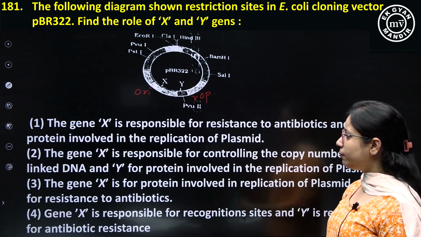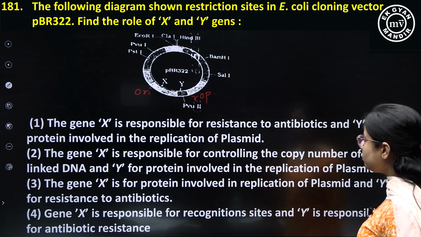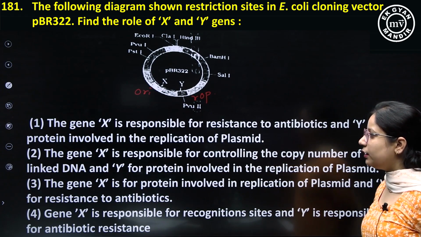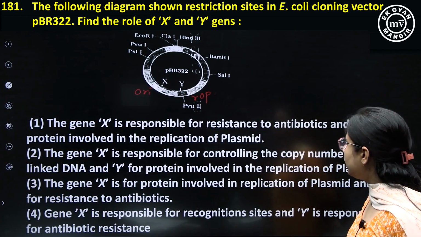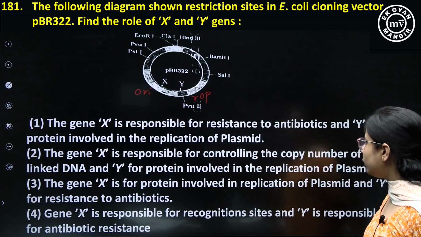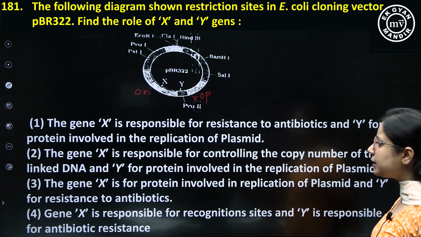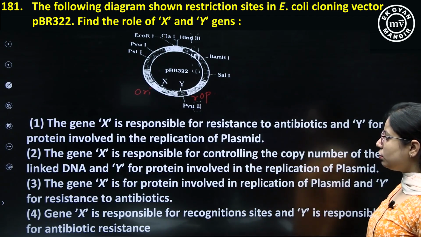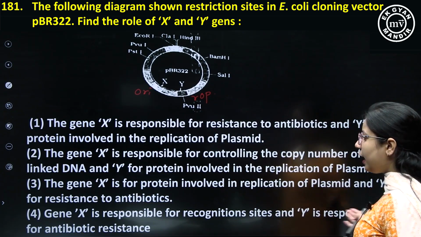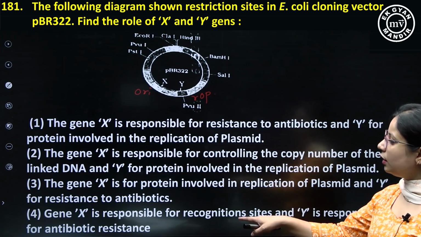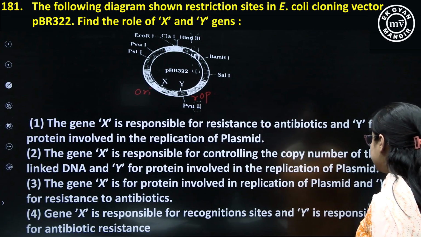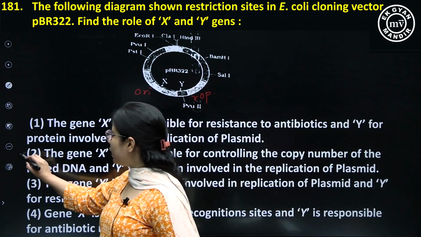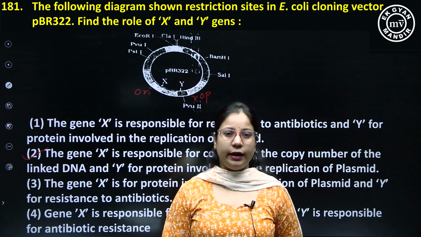So in the given options, let us see which one is correct. The gene X is responsible for resistance to antibiotic and Y for the protein involved in the replication of plasmid. This is wrong. The gene X is responsible for controlling the copy number of the linked DNA and Y protein is involved for the replication of plasmid. This is a correct option for this question, but let us see the others also. The gene X is for protein involved in the replication of plasmid and Y for resistant. No, Y is not for resistant. The gene X is responsible for recognition sites and Y is responsible for antibiotic resistance. So 1, 3 and 4 options are incorrect. Option number 2 is correct for this question 181.